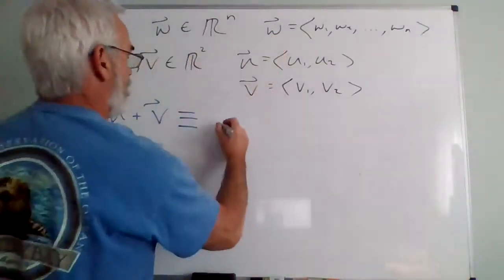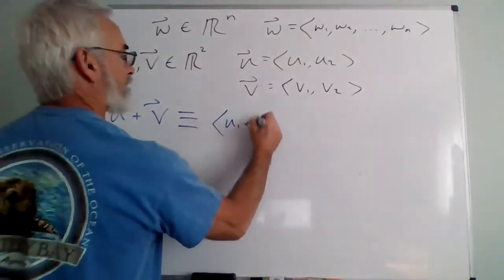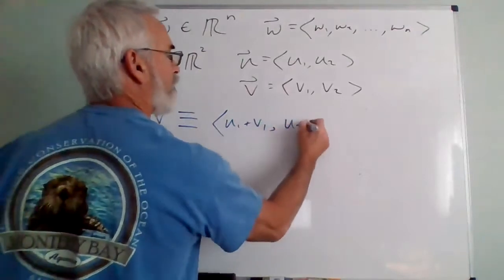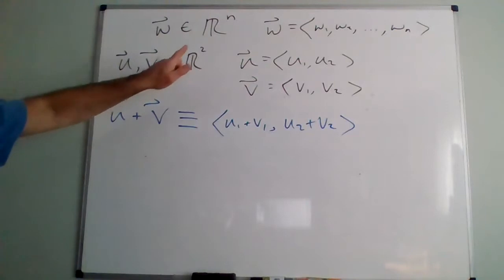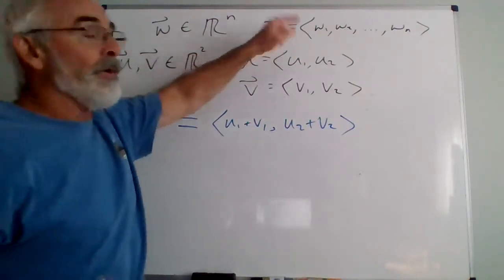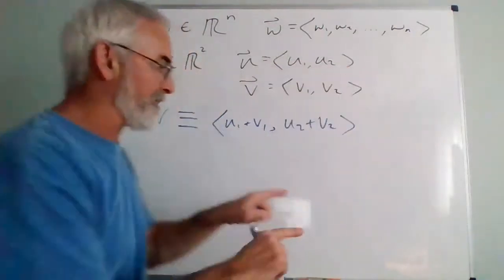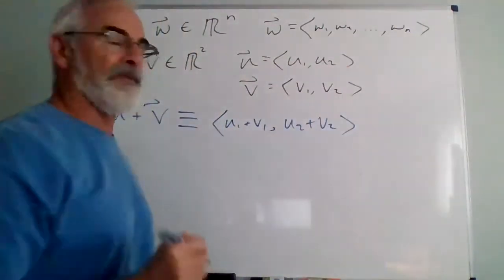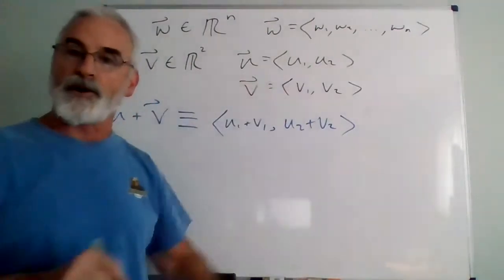Given this definition of u and v, that it's u1 plus v1, comma, u2 plus v2. And by the way, this definition is the same in higher dimensions. So if I took two n-dimensional vectors, I'm basically adding the corresponding components. That's what we did here. So the definition of vector addition is you have a vector where you've added the corresponding components.